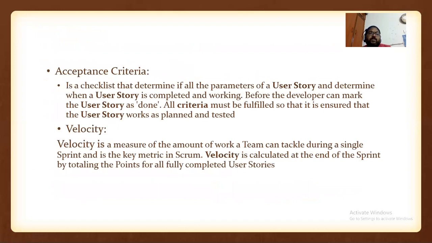Acceptance criteria is a checklist that determines if all the parameters of a user story are met, and determines when the user story is complete and working. Now you know that this is a particular story they implemented. So finally, that is acceptable or not. To say that, there are going to be some checklist here. That is the acceptance criteria.